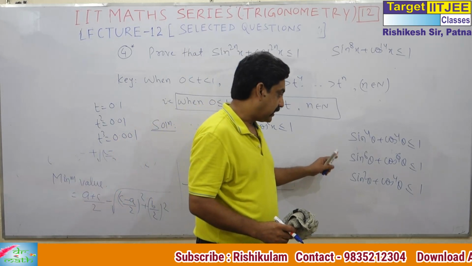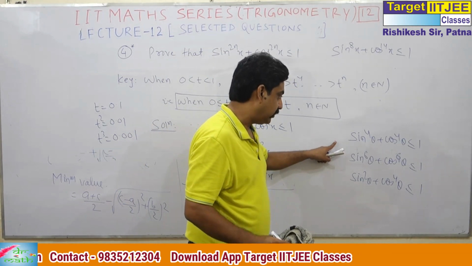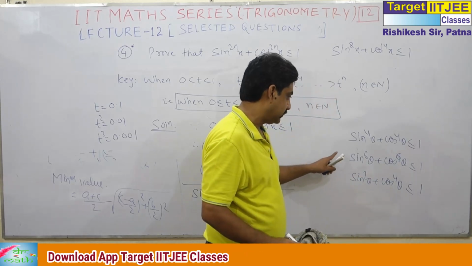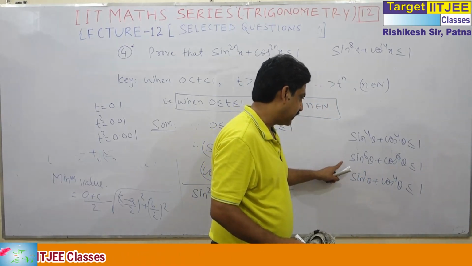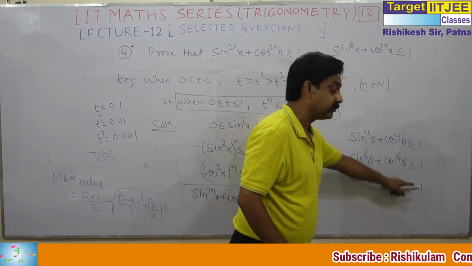I think this is from 1 by 2 to 2. This is from 1 by 4 or 3 by 4 to 1, or 1 by 4 to 1, like this. But the greatest will always be what?